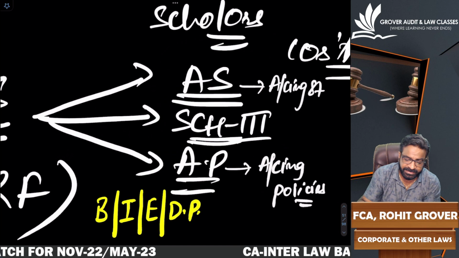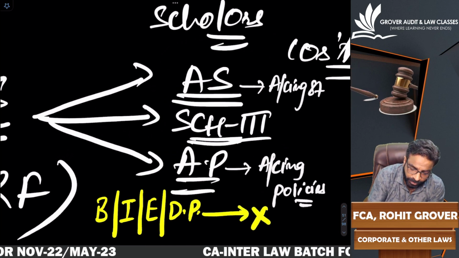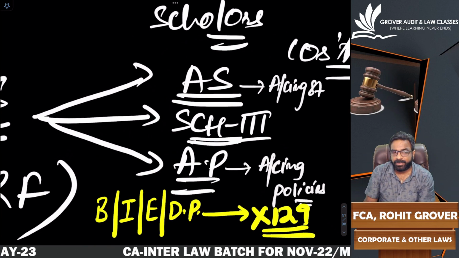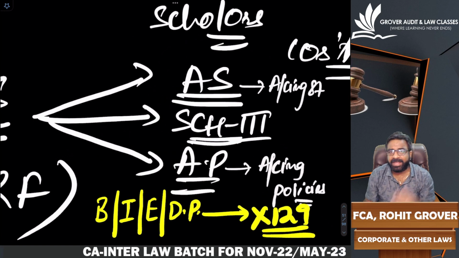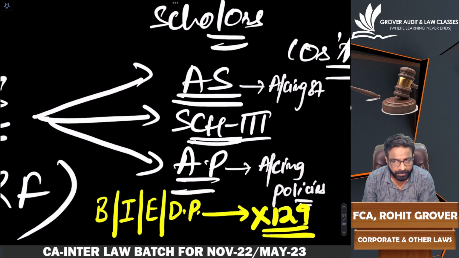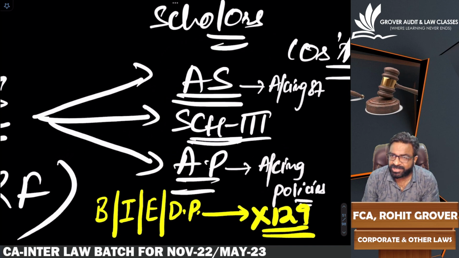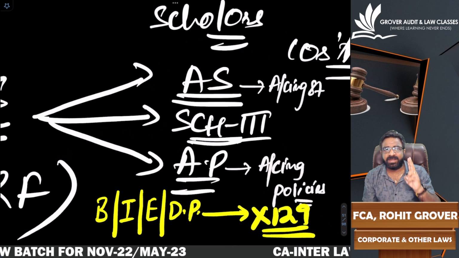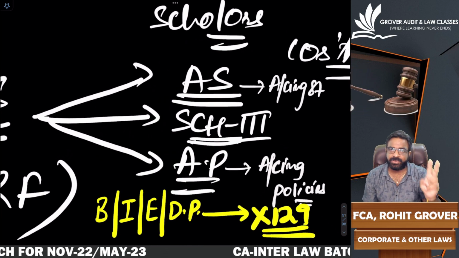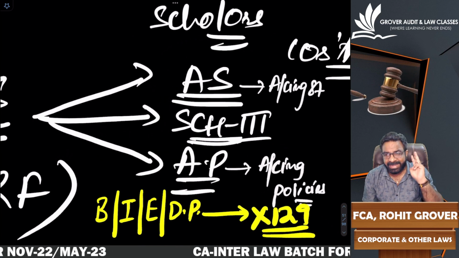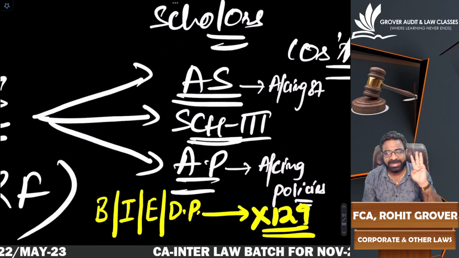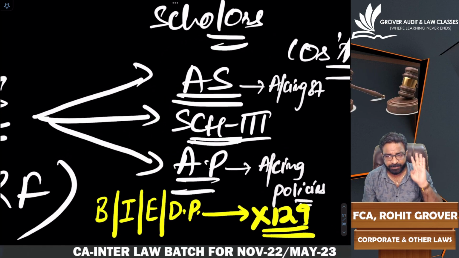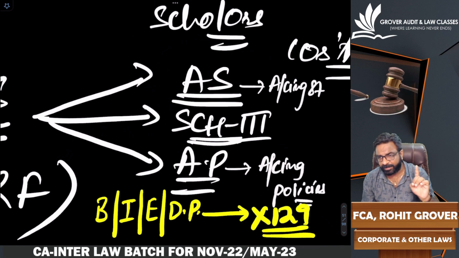These companies do not follow section number 129. Why? Because banks are regulated by RBI, and they follow the Banking Regulation Act, not the Companies Act. Insurance companies are regulated by IRDA and they follow the Insurance Act. Electricity companies follow the Electricity Act 2003. Defense production companies are directly under government control. Am I correct? Yes, sir.